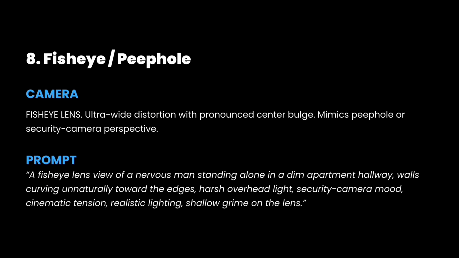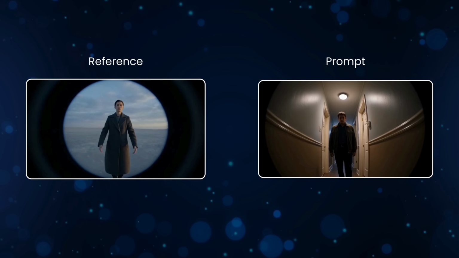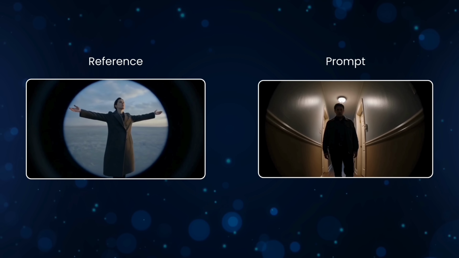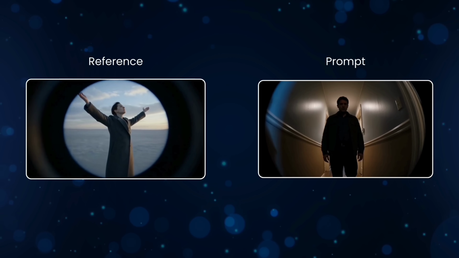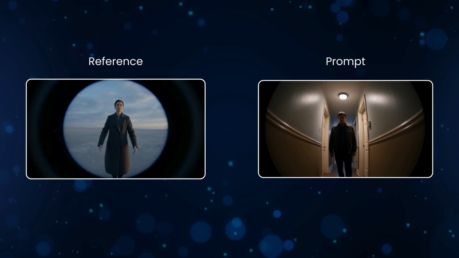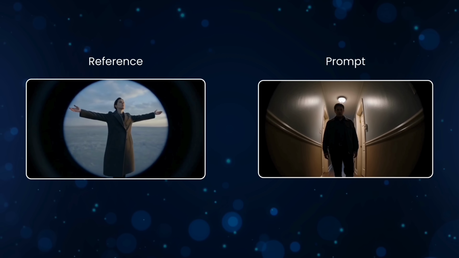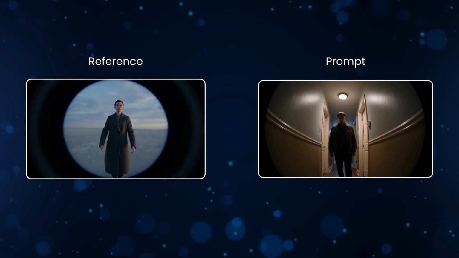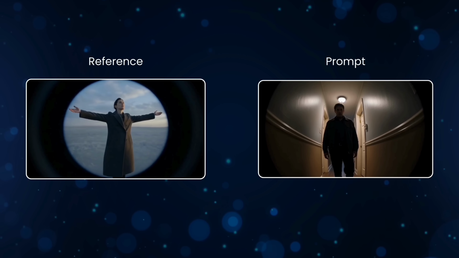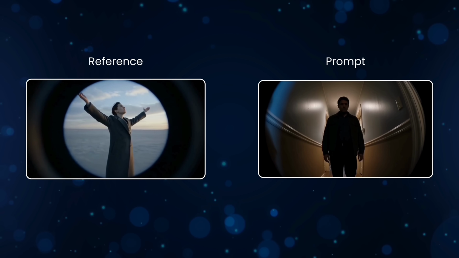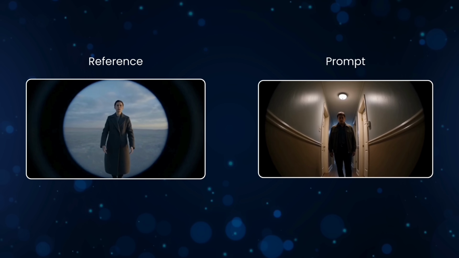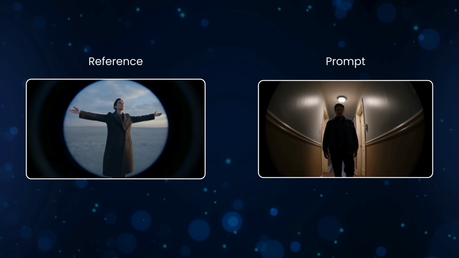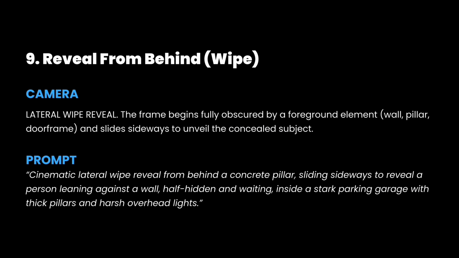Fisheye, or peephole. This exaggerated wide-angle view curves the frame outward, positioning the viewer as a hidden observer. The distortion creates tension, unease, and a sense of voyeurism, making subjects feel watched or trapped. It works best for surveillance or psychological moments, especially in confined spaces like hallways, doorways, elevators, or interrogation rooms. Number 9. Reveal from behind, or wipe.